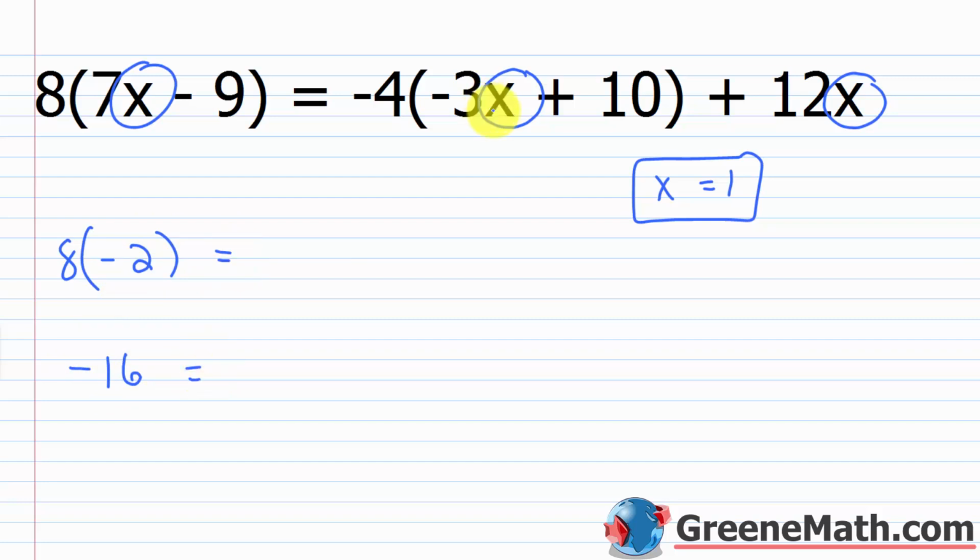Over here, if I plug in a 1 inside the parentheses, negative 3 times 1 is negative 3. Negative 3 plus 10 is 7. So you'd have negative 4 times 7, and that's negative 28. Then you'd have plus 12 times 1 is 12. What is negative 28 plus 12? That is negative 16. Again, we have a true statement because we have the same value on each side of the equation. So x equals 1 is the correct solution.